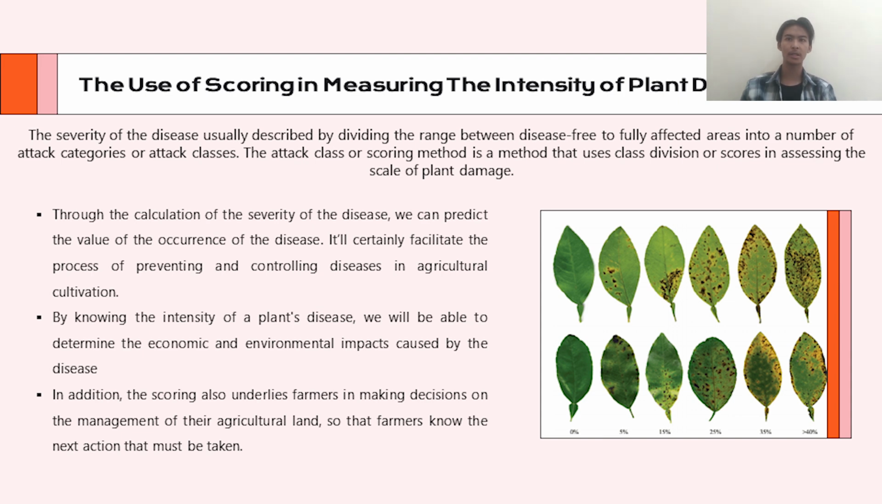It certainly facilitates the process of preventing and controlling disease in agricultural cultivation. By knowing the intensity of a plant disease, we will be able to determine the economic and environmental impact caused by the disease. In addition, the scoring also underlines farmers in making decisions on the management of the agricultural land, so that farmers know the next action that must be taken.